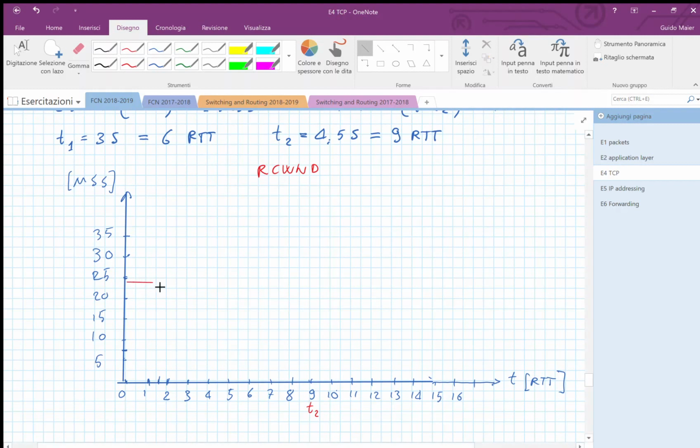24 is roughly here, up to this point, and then it goes to 4. Okay.